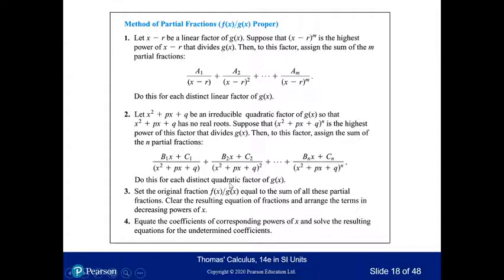Now set the original function f over g equal to the sum of all these partial fractions. Then we clear the resulting equation of fractions, which means equate the denominators, etc. At the end, we equate the coefficients of corresponding powers of x and solve the resulting equations for the undetermined coefficients. These are the steps.